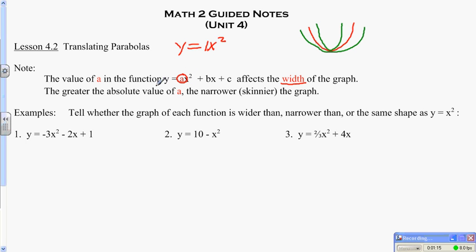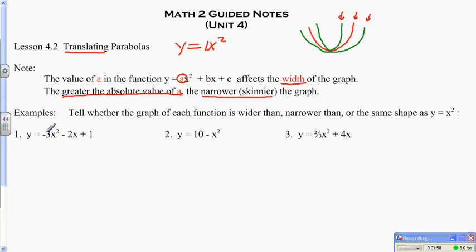Now, I'm not sure why they discuss this here, because translations don't affect the shape. It only affects where it is positioned. But to go along with the book and your assignment, we'll discuss it here. Now, it says that the greater the absolute value of a, the narrower or skinnier the graph. So this parabola has a greater absolute value of a than this one or this one. In other words, it gets steeper faster or grows faster.